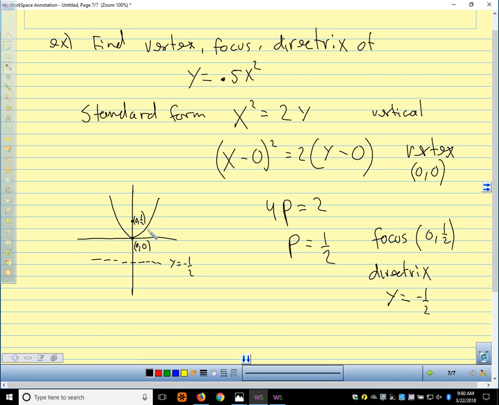And if I wanted to plot it accurately, I could plot these 2 points directly left and right from the focus. And 2 times 1/2 is 1. So that would be the points 1, 1/2 and negative 1, 1/2. 2 times 1/2 this way, 2 times 1/2 that way. And I would be able to make a pretty accurate graph of that parabola.